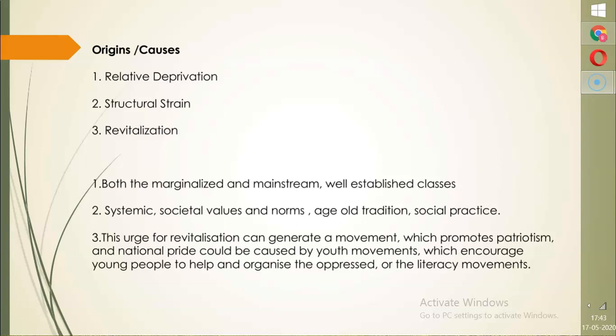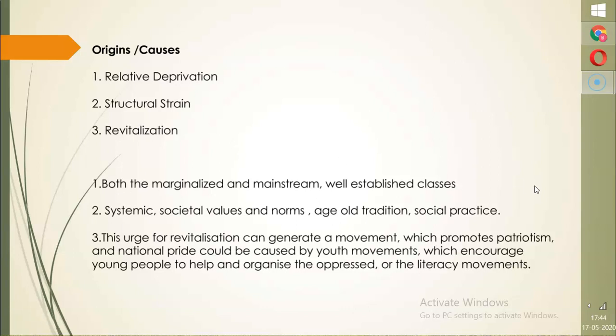You should feel relatively deprived in the context of the wider mainstream society. So you should feel deprived in comparison to other classes of people within the same society. The feeling of relative deprivation may come to both the marginalized as well as mainstream people. It is not that only the marginalized people feel relative deprivation. No, the mainstream or the well-established classes also may feel deprived.